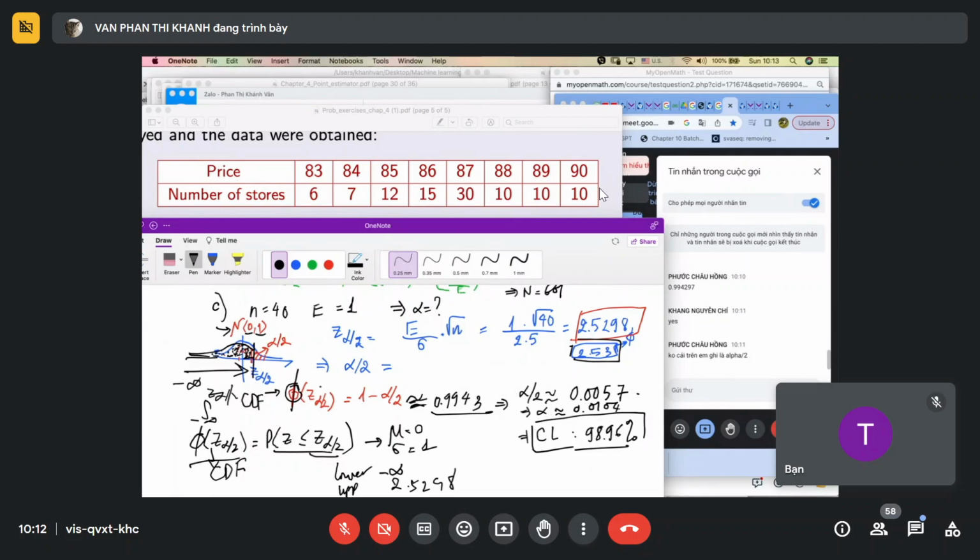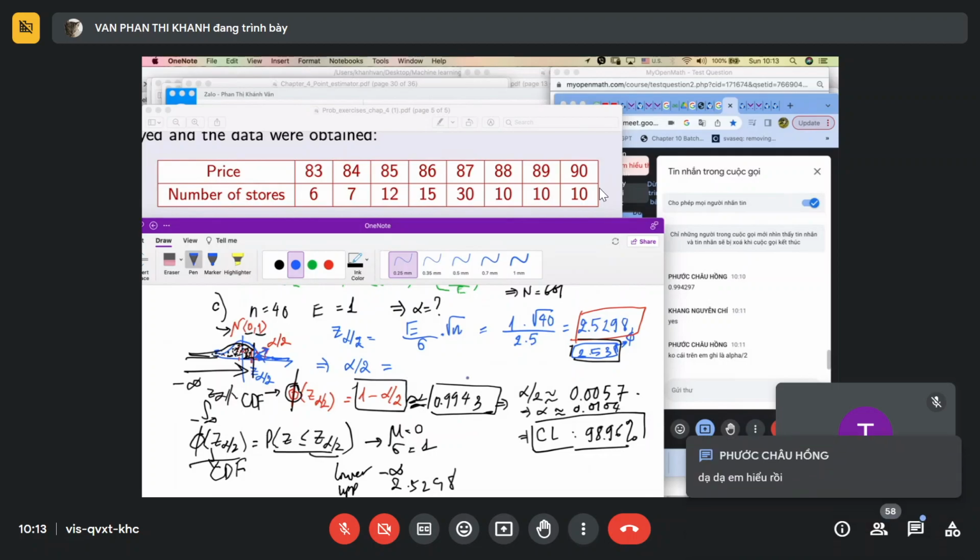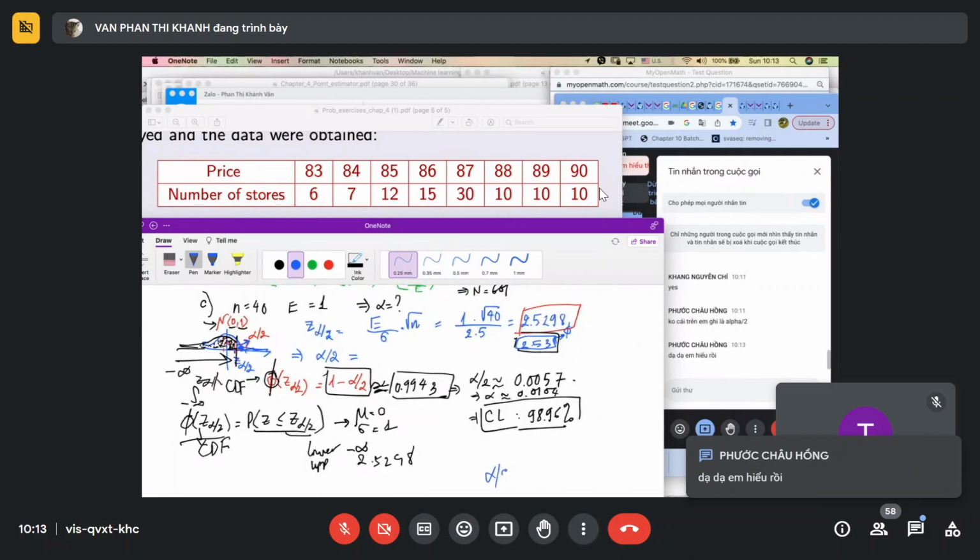Understand, Phước? So the value you told me is not alpha over 2. It is 1 minus alpha over 2. Alpha over 2 is the upper tail here. You see this area. Phước, if you want to use alpha over 2 here, alpha over 2 will be the integral from z alpha over 2 to infinity.